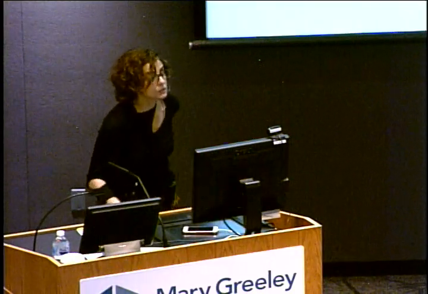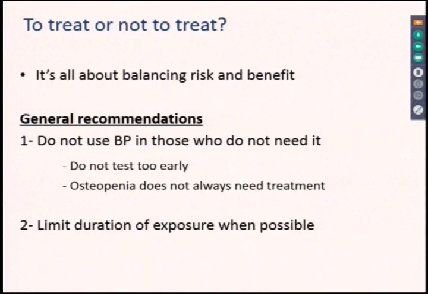All right, so to treat or not to treat? Honestly, it's all about balancing the risk and benefit. These are my rules. There's some evidence base to it, but different endocrinologists might have different opinions about it, but these are the rules I go by. Rule number 1: I do not use bisphosphonates in those who do not need it. To be able to apply rule number 1, that means do not test too early. Sometimes you don't need to know about osteoporosis, so don't look for that information, because then you're going to be facing the dilemma of what to do with it. And osteopenia does not always need treatment. And rule number 2 is limit the duration of exposure when possible.